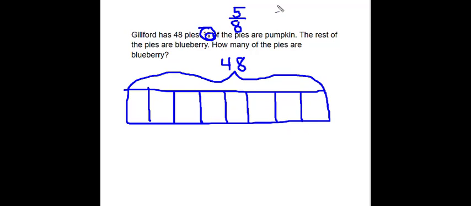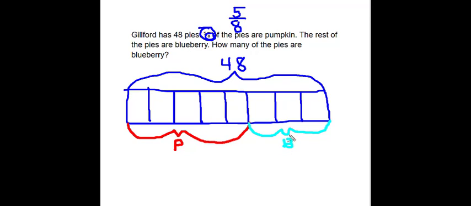Okay. We know that 5/8 is equal to the number of pumpkin pies. We're going to call that P. And that leaves just 3/8 for blueberries, and we're just going to call that B.